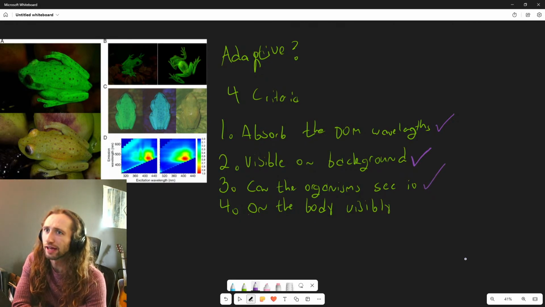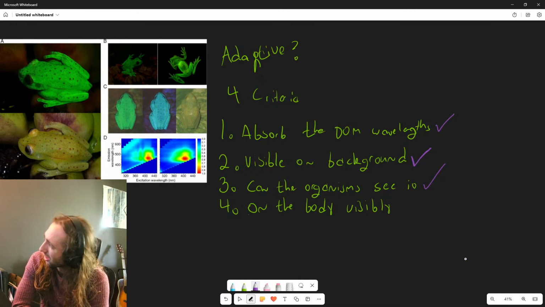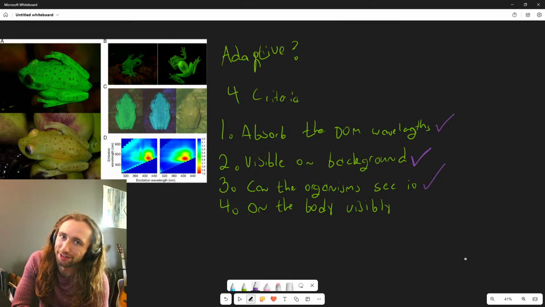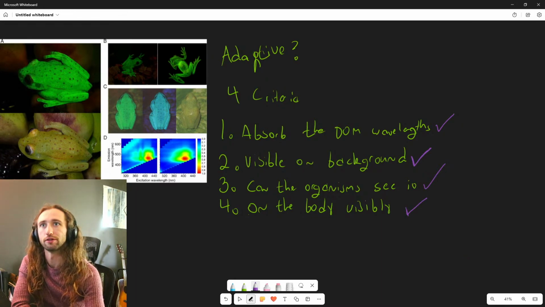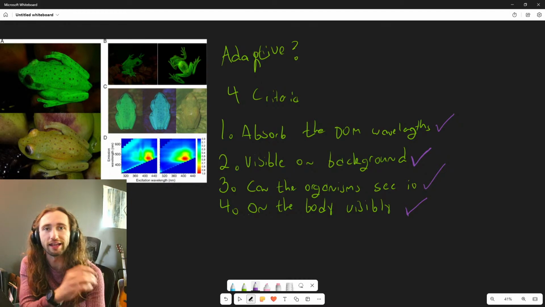And the last one, is it on the body visibly? As we can kind of see on this picture here, it is literally the whole damn body. So yeah, it's visible. So what they found is that this is actually adaptive. They found that it is adaptive.